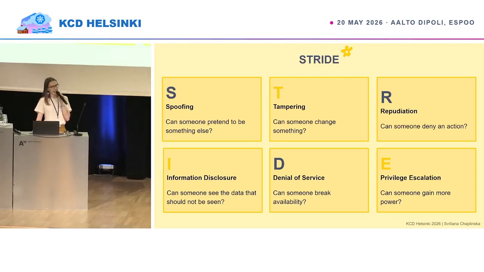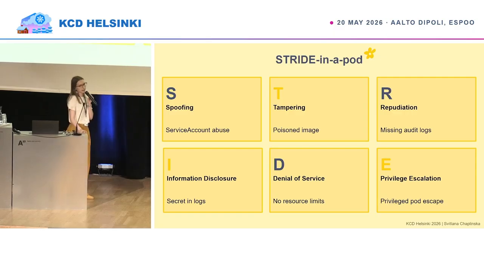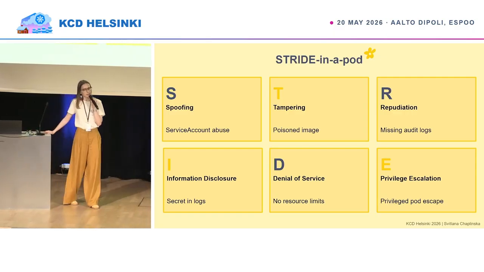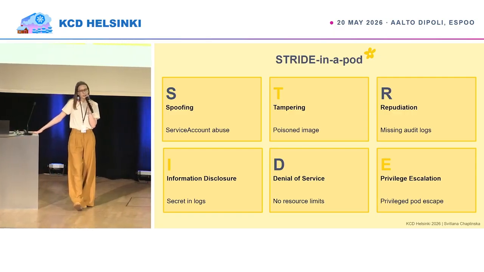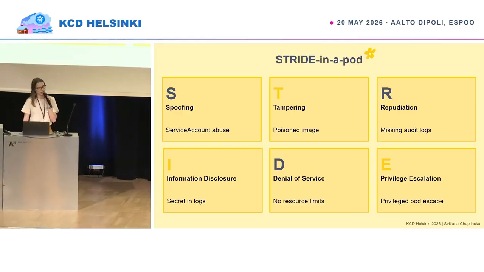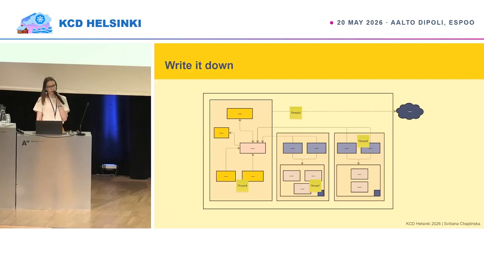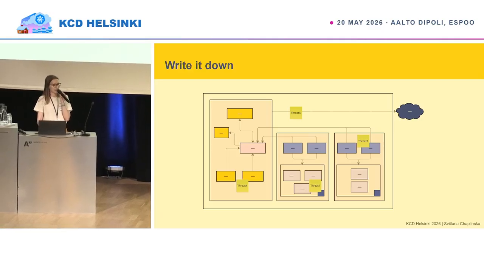And if you take STRIDE, it matches very nicely with Kubernetes. So you can ask, for example, in tampering, can we deploy a poisoned image? So you can ask a lot of very specific questions. Then you will have to write it down, write all of your threats. It can be sticky notes or virtual sticky notes.